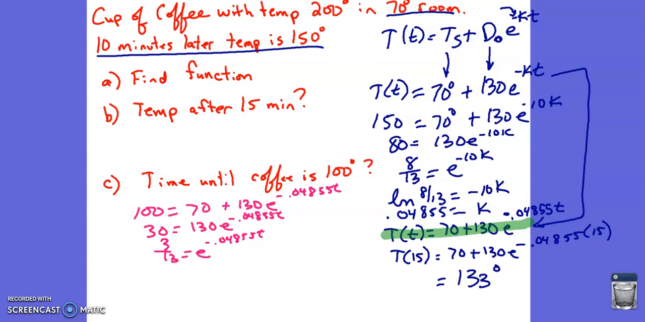And then again, every time you see an e, to get rid of that, we're going to ln both sides. So here we have ln. And then for T, once you divide both sides by negative 0.04855, you're going to get approximately 30.2. So after 30.2 minutes, the coffee is down to 100 degrees. And that's how you use Newton's law of cooling.